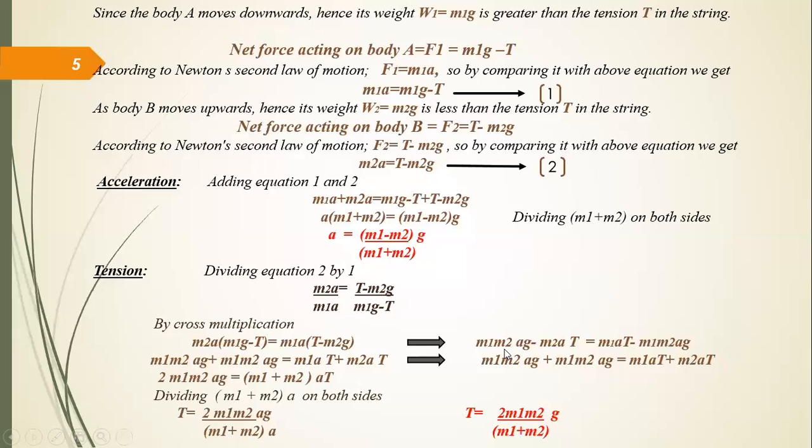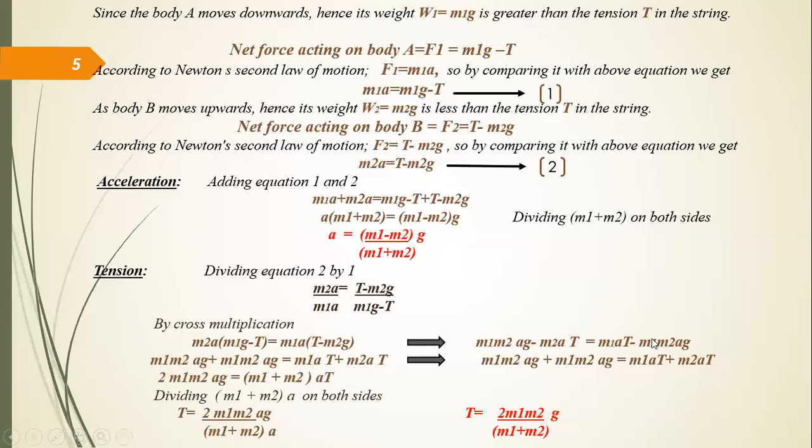Here are the explained steps. So m1 m2 ag and m2 aT is equal to, you can multiply m1 a by T and m2 g. So this is the final expression. After that, we can change the sides. So I have written m1 m2 ag on the left side and m2 a into T on the right side.